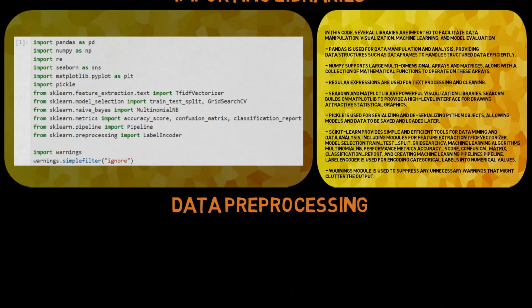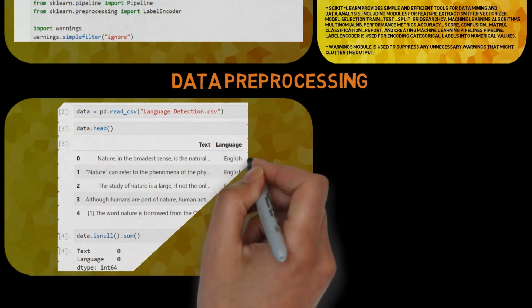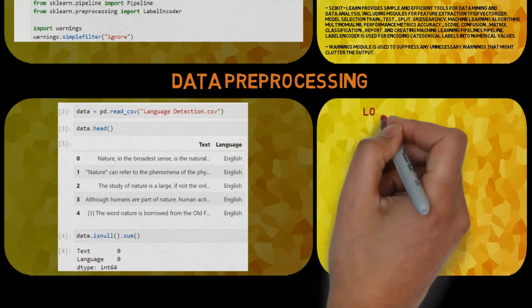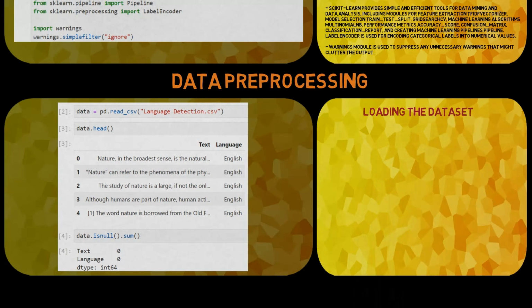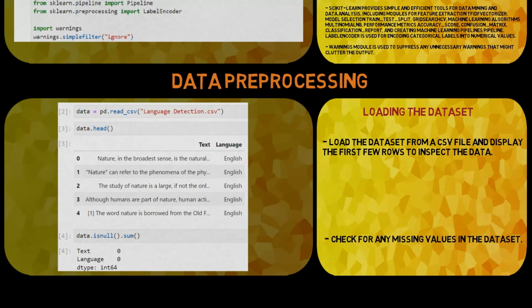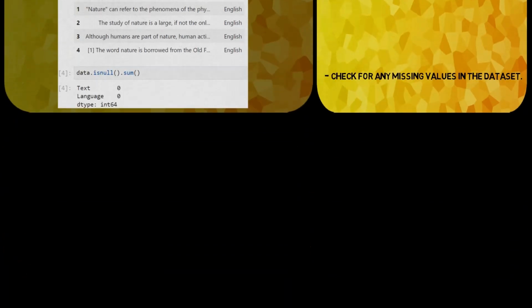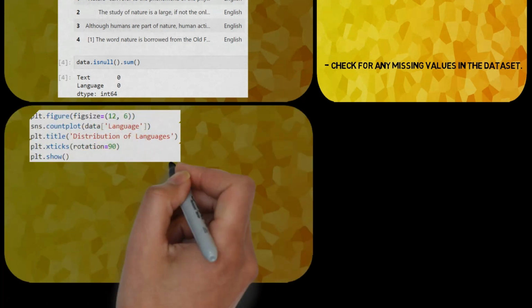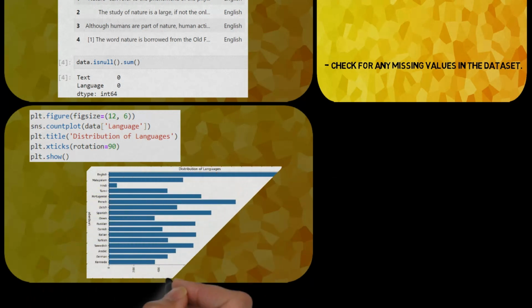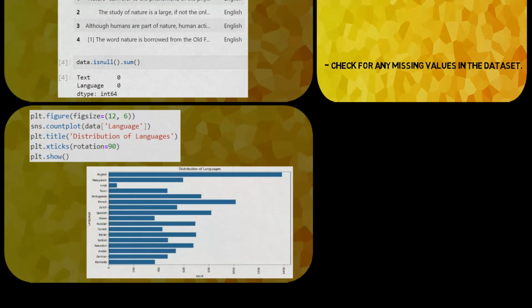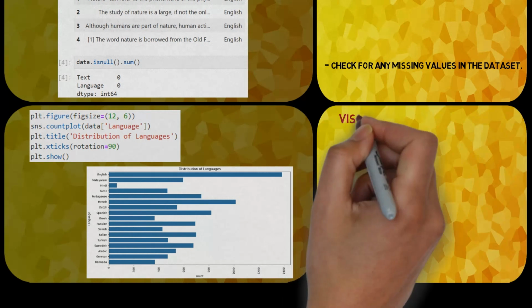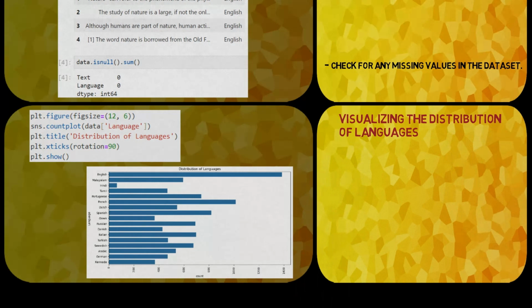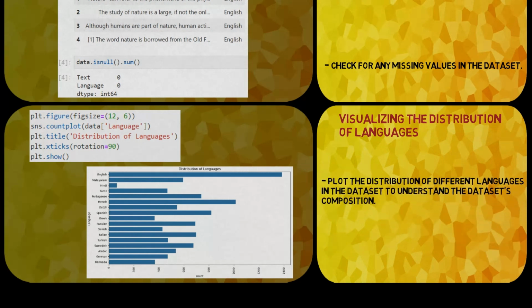Data preprocessing. Loading the dataset. Load the dataset from a CSV file and display the first few rows to inspect the data. Check for any missing values in the dataset. Visualizing the distribution of languages. Plot the distribution of different languages in the dataset to understand the dataset's composition.